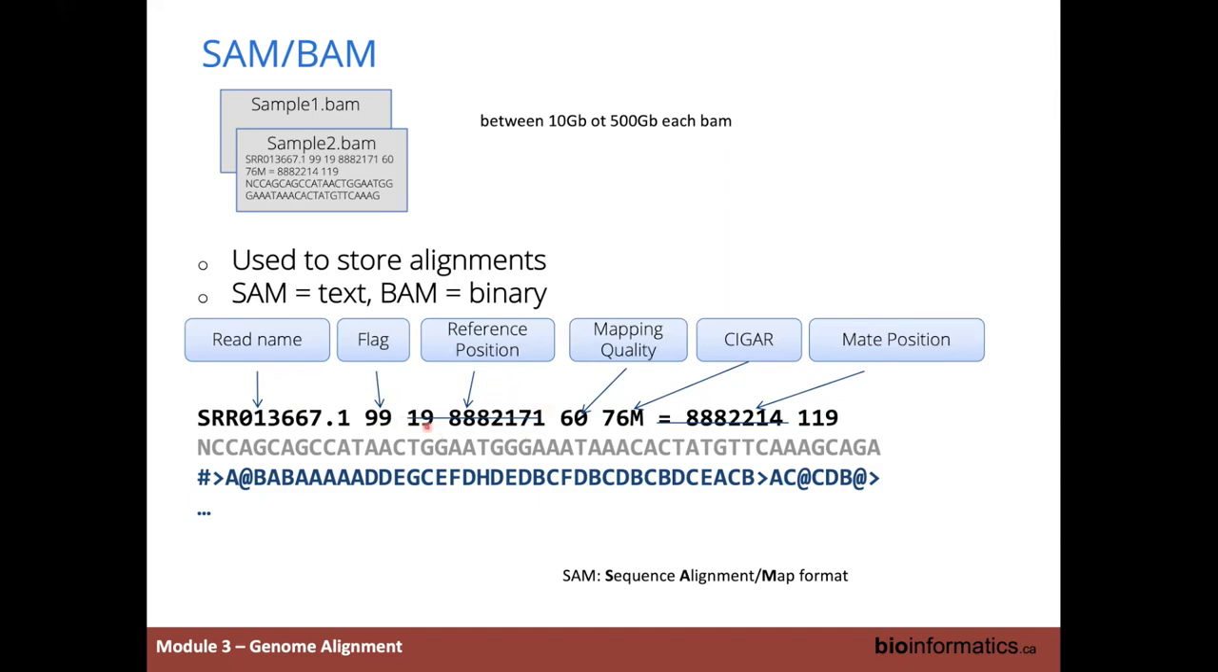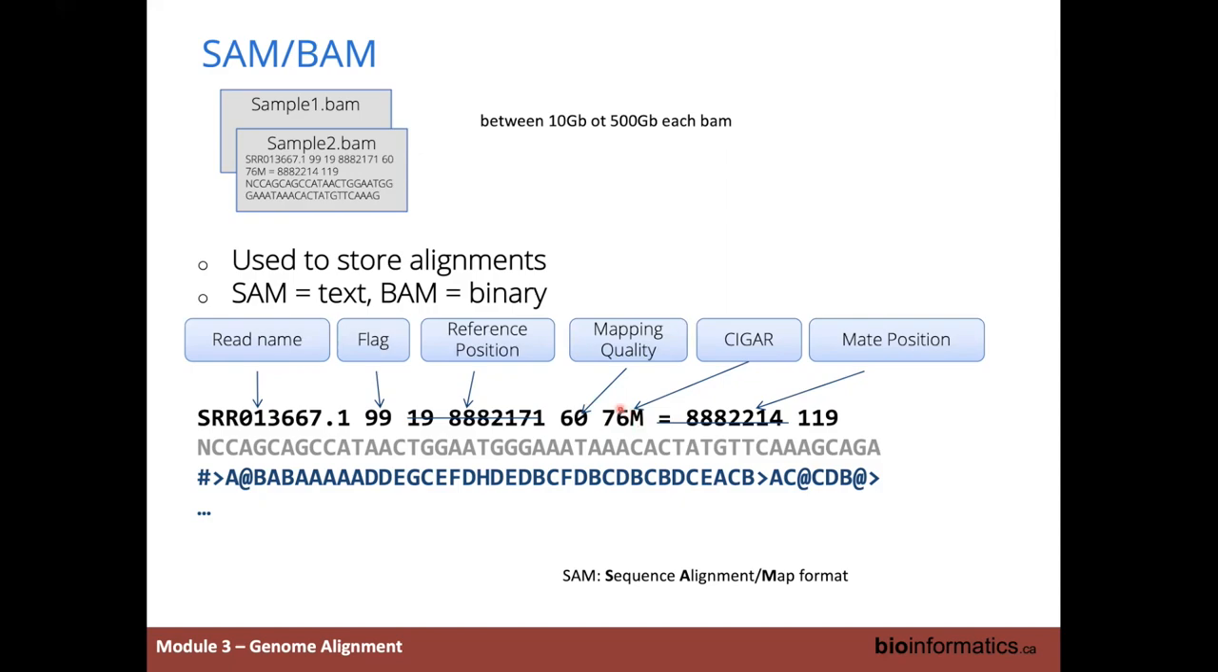Then you've got two columns. The first tells you which chromosome the read is aligned to, and the second tells you the position on the chromosome of the first base of the read. Then you have a quality value. So it's a Phred score as previously, minus log 10 of a probability. In that case, it's the probability that the read is not mapped correctly. So you can see here 60 is really a high quality of mapping.